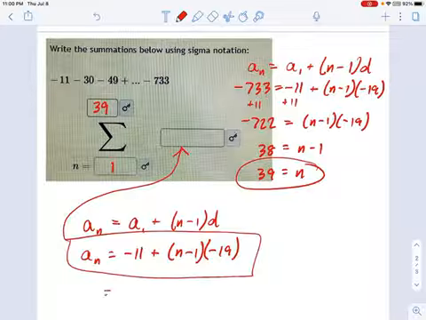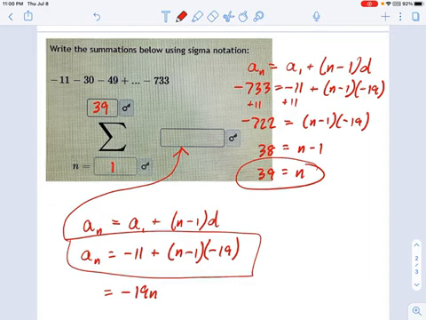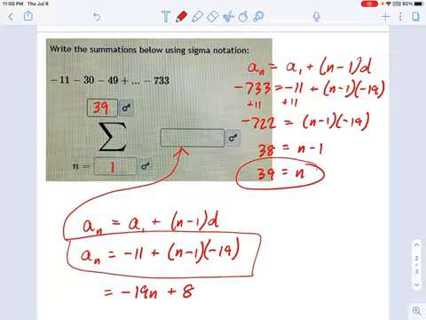If you want to, it would be, looks like negative 19n plus 8, I think, ish. That looks like the right answer. But we've put everything in here that we need to. We have the number of terms and we have the explicit formula. And now that means we have everything required for summation notation.